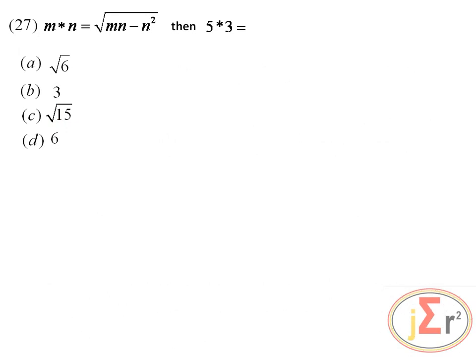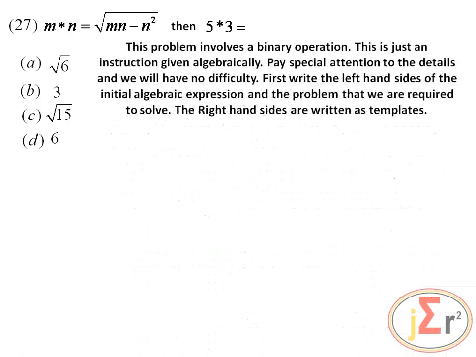Here we have a binary operation. Sometimes students make a meal of a binary operations problem. This problem involves a binary operation. This is just an instruction given algebraically. Pay special attention to the details and we will have no difficulty. First, write the left-hand side of the initial algebraic expression and the problem that we are required to solve. The right-hand sides are written as templates.